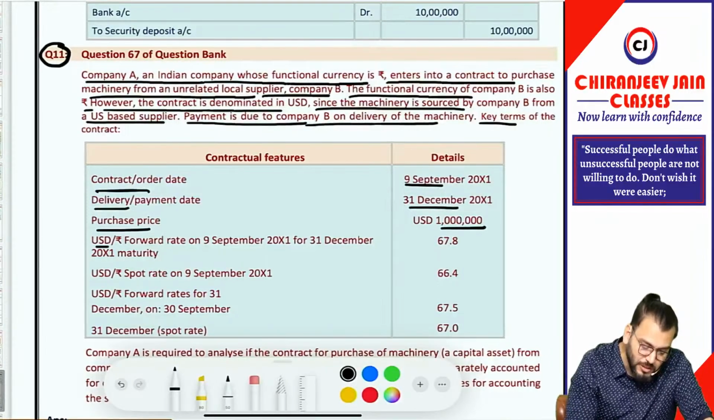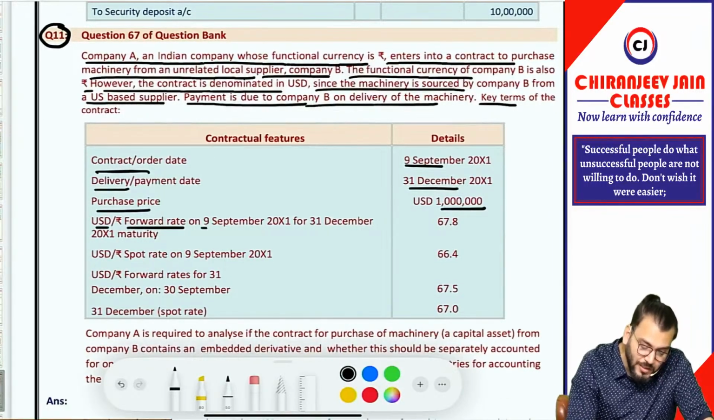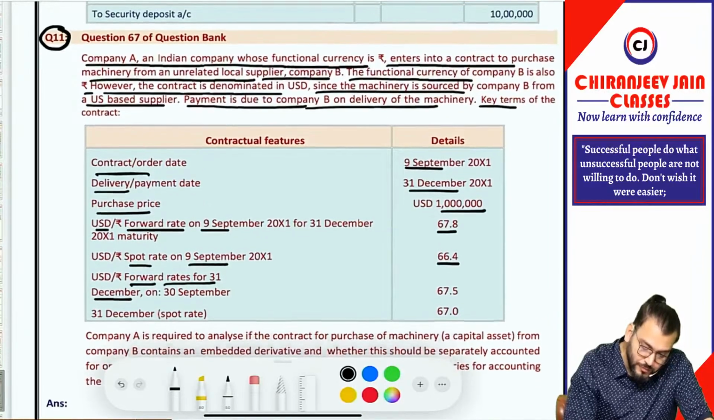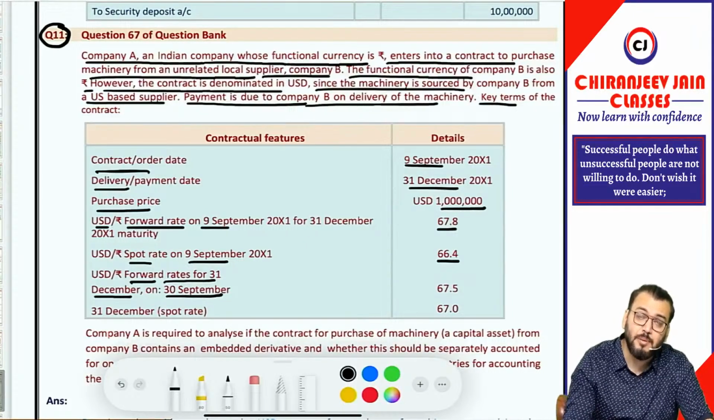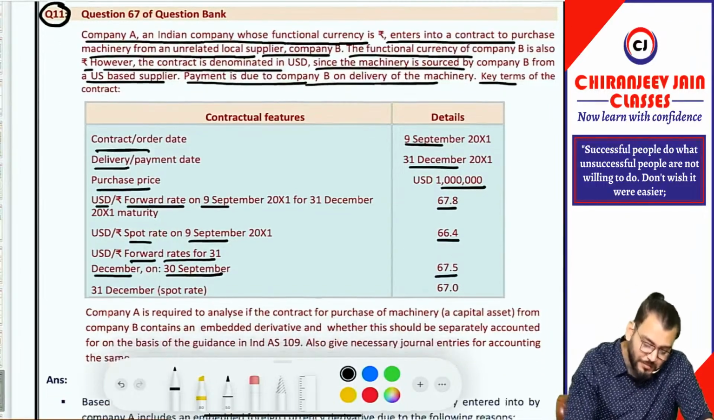Forward rates they have given. Forward rate on 9 September, the contract date, is 67.8. The spot rate on 9 September is 66.4. Then the forward rate for 31st December is given. On 30th September, maybe an interim reporting date, it is 67.5, and on 31st December the spot rate is 67.0.